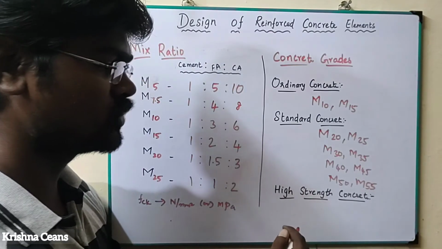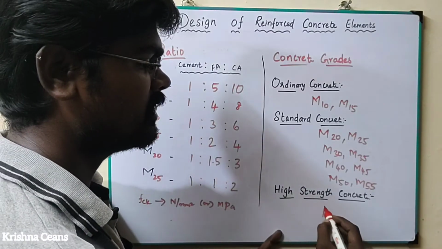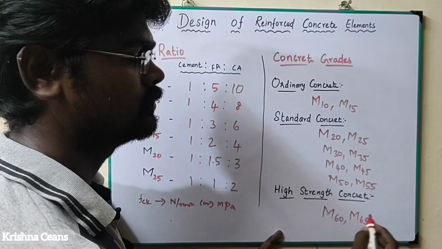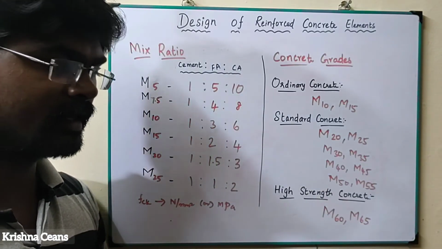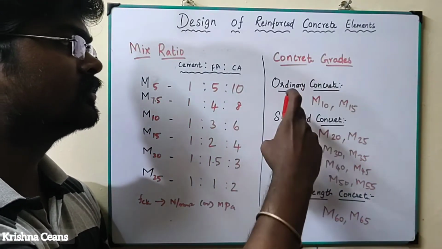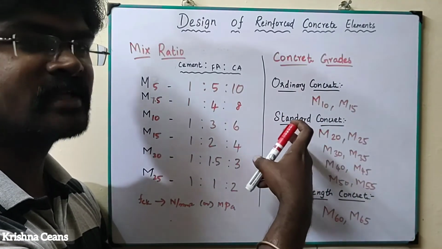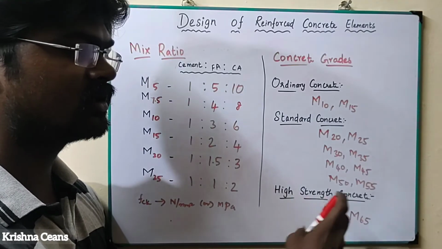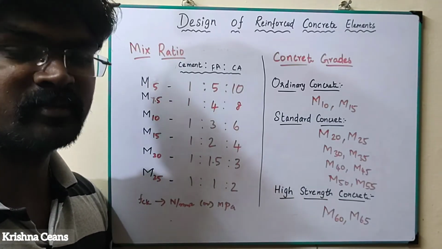Whereas if you are using high strength concrete, we always prefer M60, M65. So these are the concrete grades. We categorize ordinary concrete as M10, M15, standard concrete from M20 to M55, and high strength concrete M60, M65.